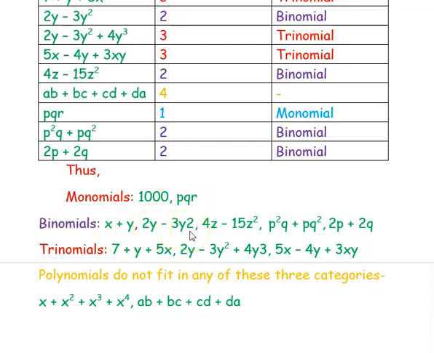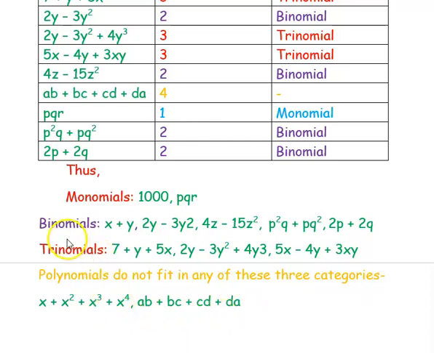2y minus 3y square, 4z minus 15z square, p square q plus pq square, and 2p plus 2q. So these are binomials. And then trinomials: 7 plus y plus 5x, 2y minus 3y square plus 4y cube, then 5x minus 4y plus 3x square. So these with 3 terms you count as trinomials. Then the polynomials which do not fit in any of these categories, which have 4 terms, are x plus x square plus x cube plus x power 4, then ab plus bc plus cd plus da.